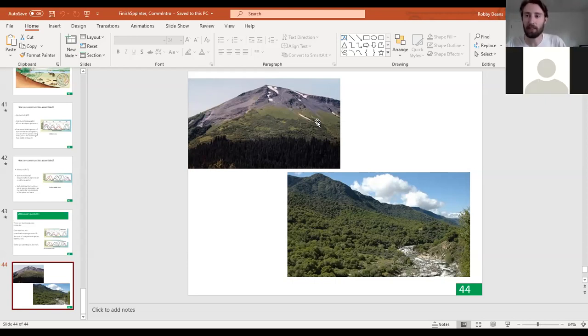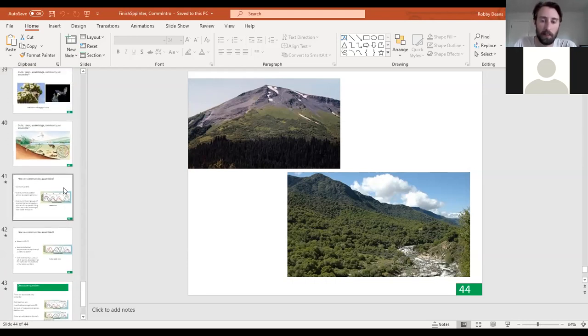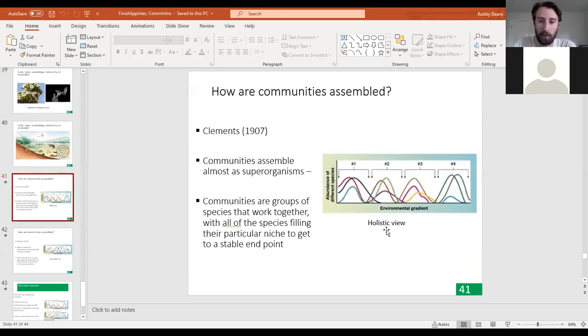Someone has a chat question. For the last slide, does the top picture represent the superorganism? Yes. That top slide is definitely more the pattern associated with the holistic superorganism view of Clements, where we've got different kinds of communities and really obvious transitions between them. Exactly.